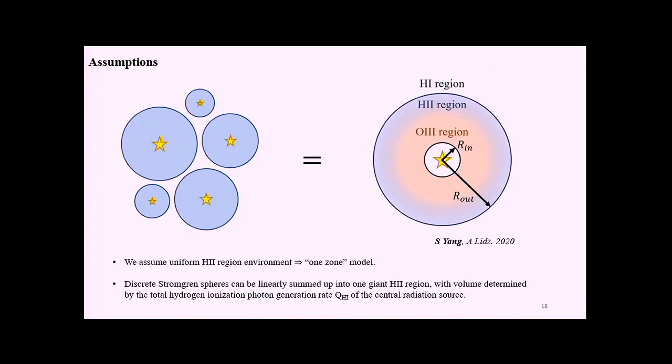Under this uniform gas environment assumption, we can combine all the hydrogen ionization sources distributed throughout the galaxy into a super star shown in the center. This super radiation source will create one giant H2 region enclosed by the blue circle. We can do this because the volume of individual H2 regions created by different stellar populations is proportional to their hydrogen ionization photon generation rate, QH1. So we can linearly sum up the discrete H2 spheres to get this one giant H2 region with volume determined by the total QH1 of this galaxy.